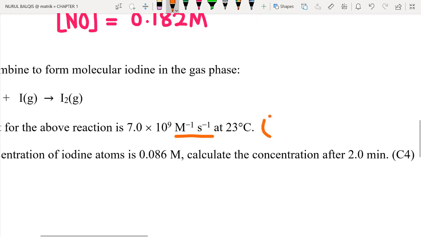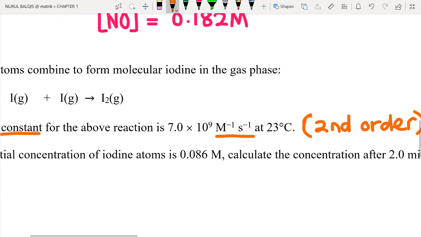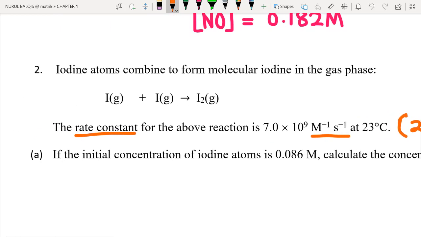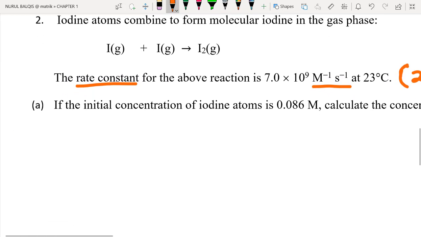Okay, how do you know this? You need to memorize them. One of the ways to know this is by memorizing, or maybe you can do it from scratch by combining the rate of reaction and also the rate law. Then you can get the unit of the rate constant. Okay, so we know that this is a second order reaction, and then we'll proceed with this question.